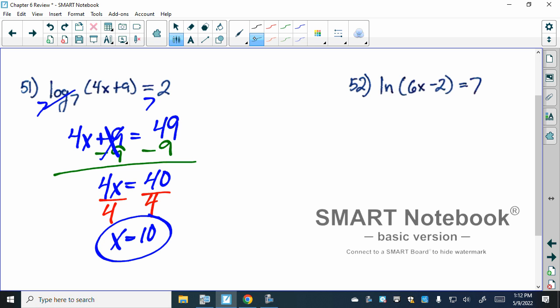Any other questions on 51 before we look at 52? Now, this one's too easy too. Let me go up there and do it. So what would we do first?